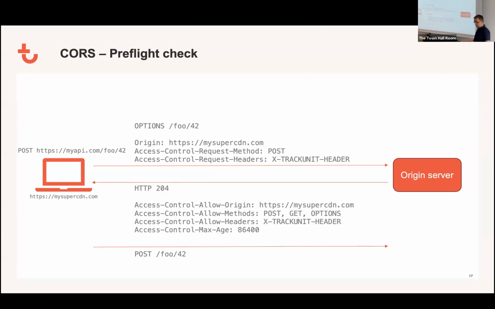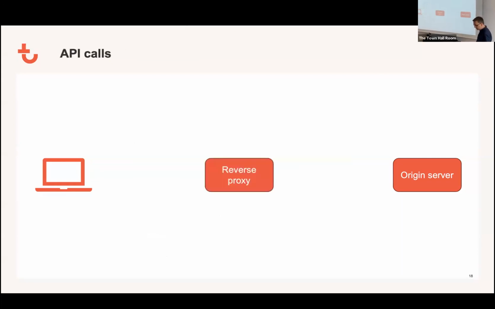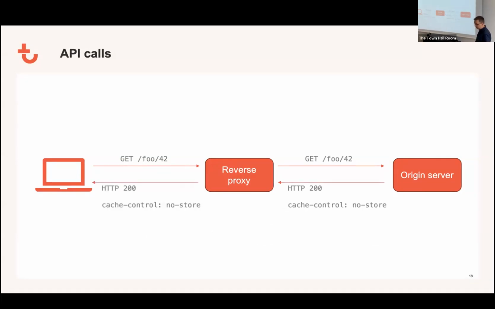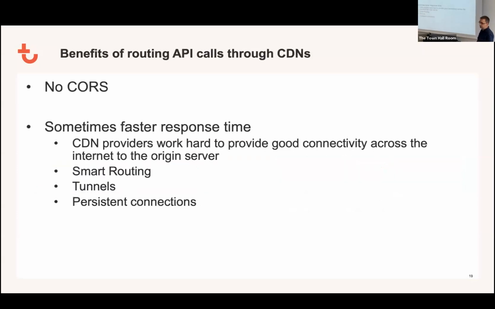If you are, again, in Australia and trying to hit a server in North America, then this round trip takes a while. What you can do is route it through your reverse proxy instead. You send a request again, and it says cache-control no-store because it's an API call. You don't want it cached, you want the latest, and it just returns it. So the reverse proxy simply becomes an intermediary router. Some of the benefits are that you don't have to deal with cross-origin resource sharing, so less configuration. And sometimes you also get faster response times.